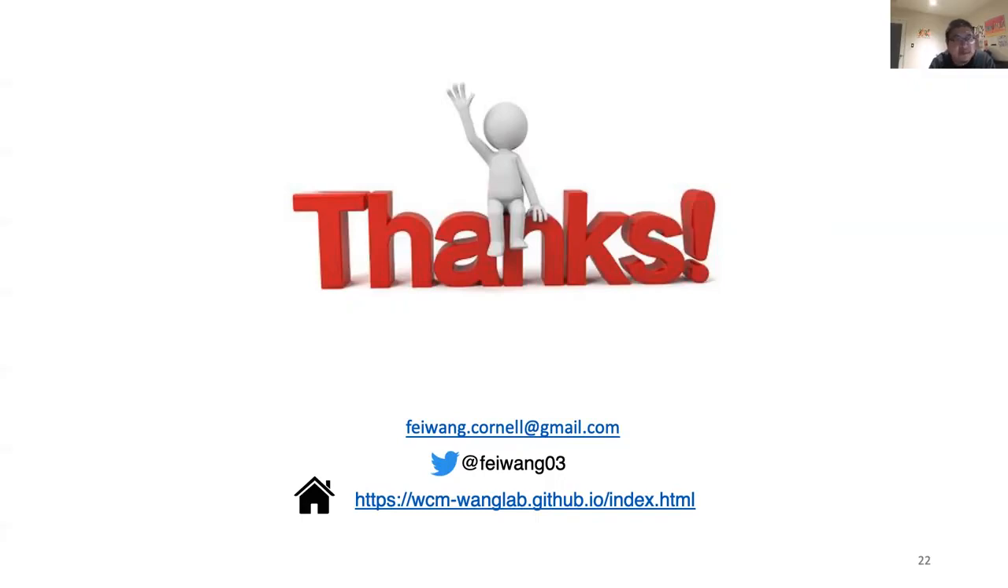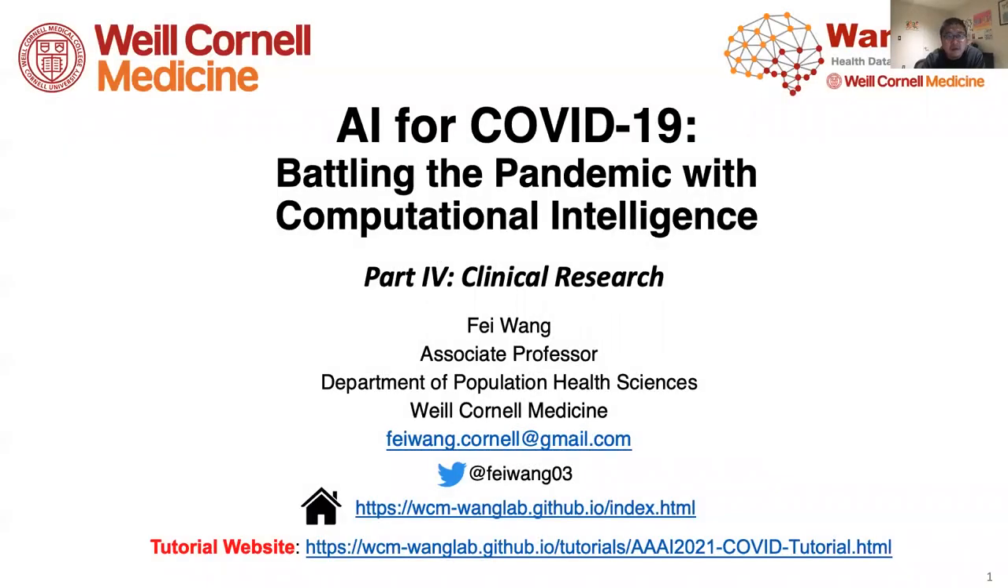So in the next part, I'm going to introduce the efforts on the research about SARS-CoV-2 or COVID-19 based on AI, but on clinical studies. This is the fourth part of this tutorial, where I'm going to introduce how AI can be helpful with the clinical research for COVID-19, and I'm going to focus on two specific scenarios. One is COVID-19 diagnosis and prognosis. The other is subtyping of COVID-19.